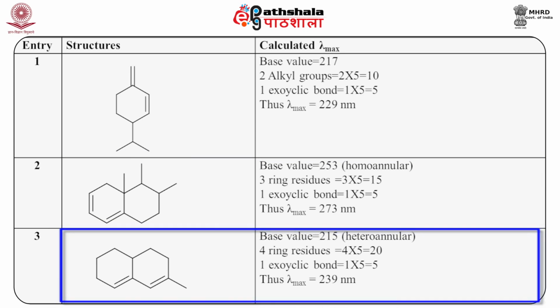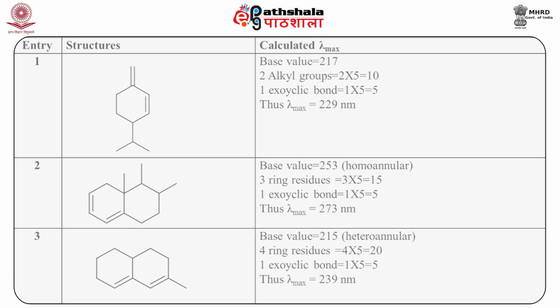Now, entry number 3. Entry number 3 has a base value of 215 nanometers because it is a heteroannular diene, as the double bonds are in 2 different rings. Thus, if you see carefully, it will have 4 ring residues which contribute 20 nanometers. 1 exocyclic double bond contributes 5 nanometer. Thus, adding up all these, we will obtain a lambda max value of 239 nanometers.